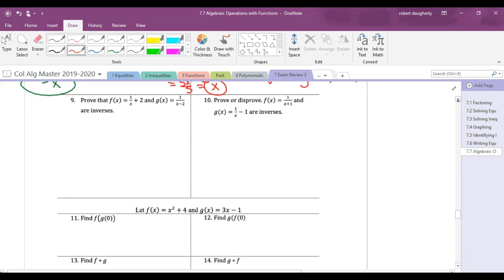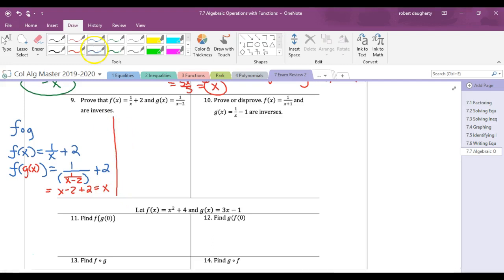Same thing here, f and g. So f composition g, so this is the f of x is equal to 1 over x plus 2. That means f does this. I need to substitute g of x into f, and g of x is 1 over x minus 2. So this becomes x minus 2 plus 2, which is x. Okay, that's half of it.